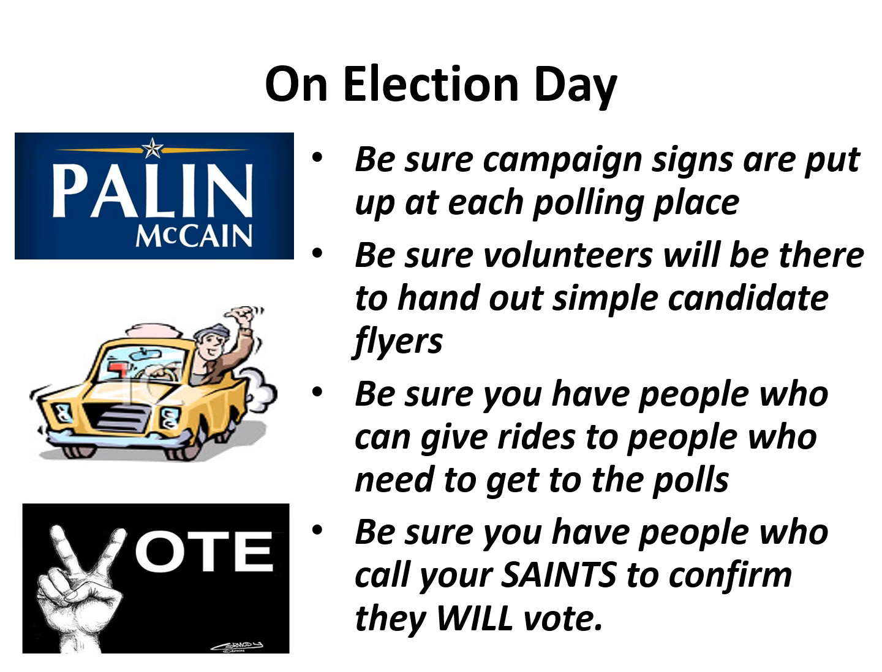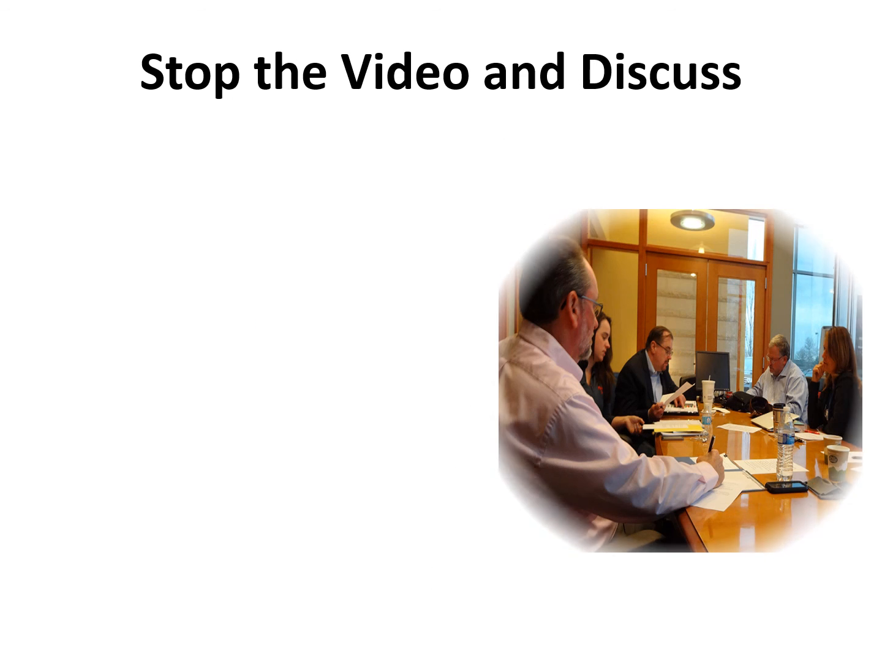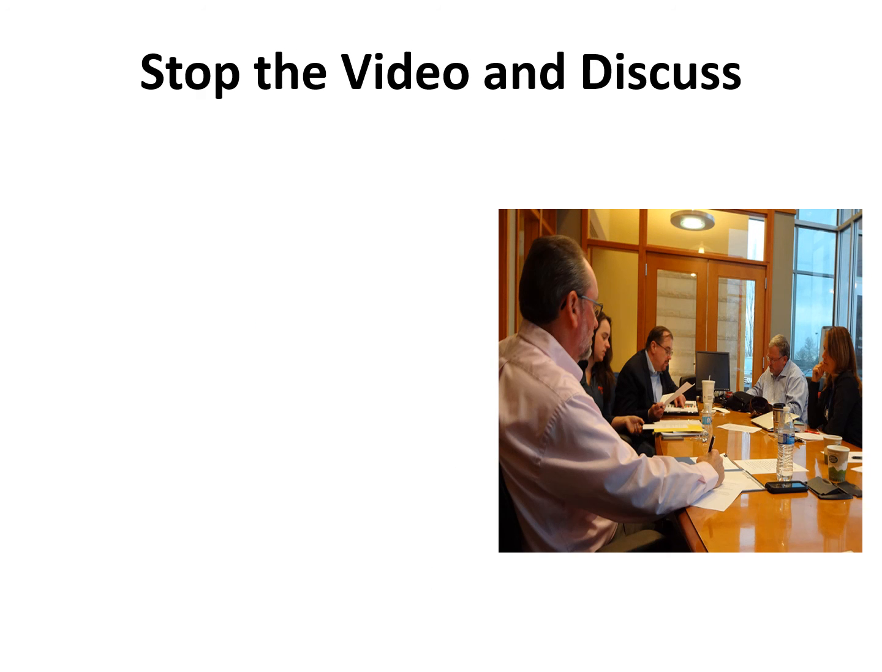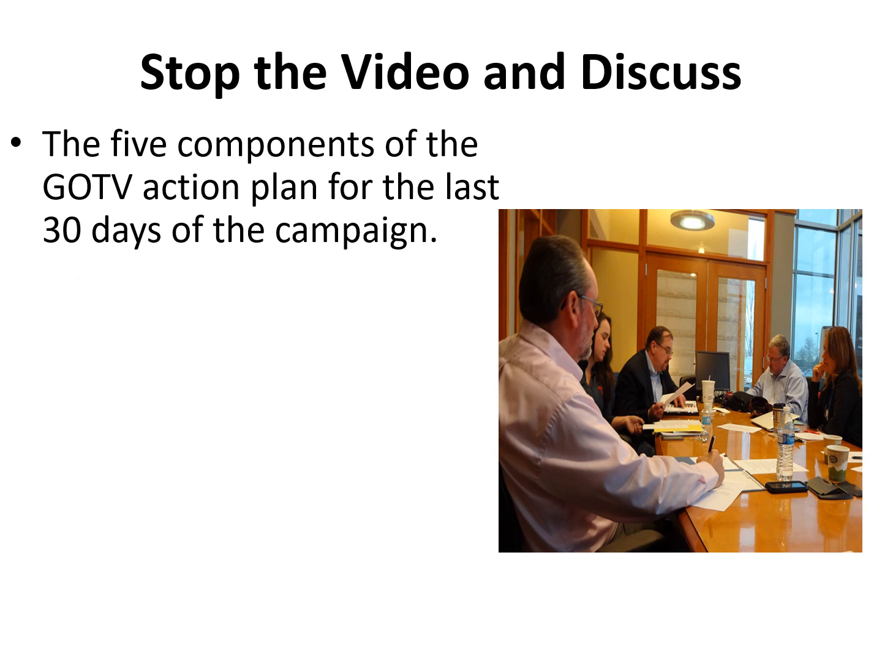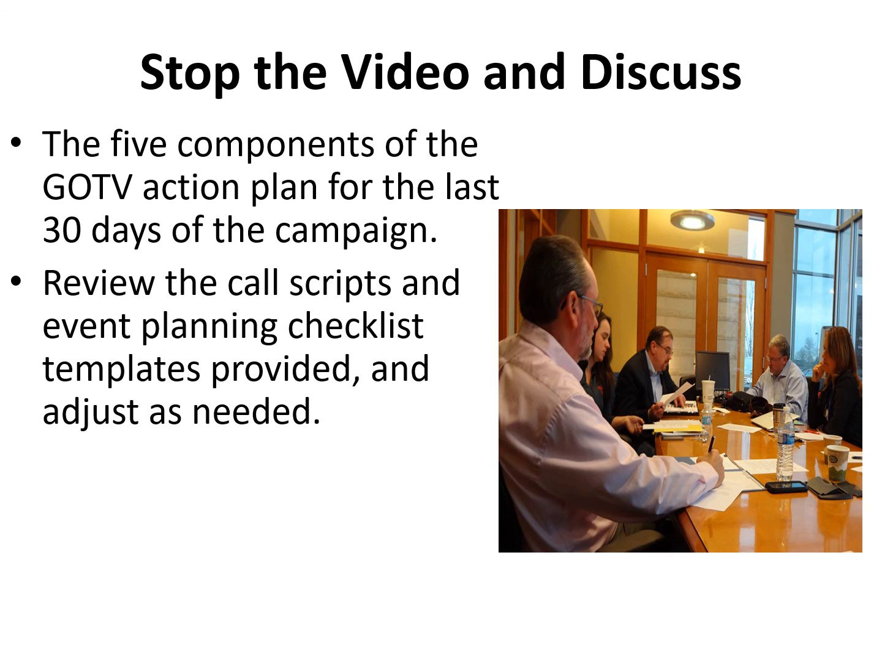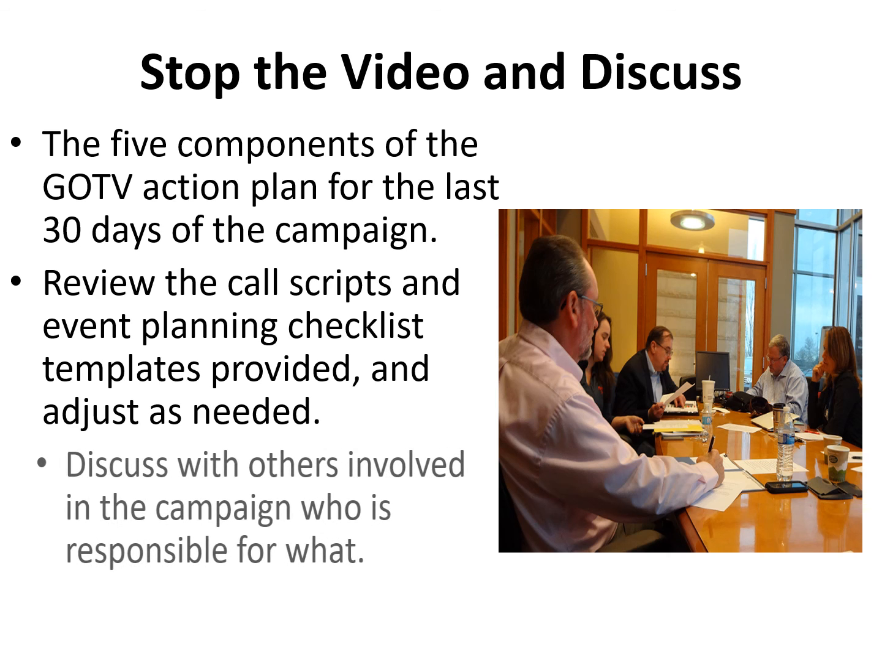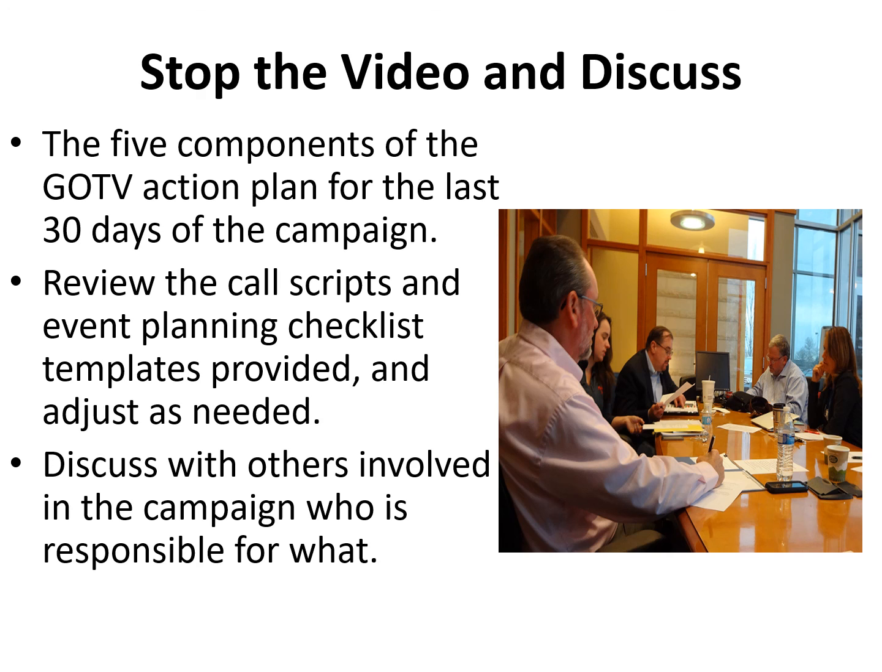We'd like to suggest that at this point you stop the video and discuss the 5 components of the Get Out the Vote action plan for the last 30 days of the campaign. Review the call scripts and event planning checklist templates that we've provided and make adjustments as needed. And then, of course, discuss with others involved in the campaign who is responsible for what.